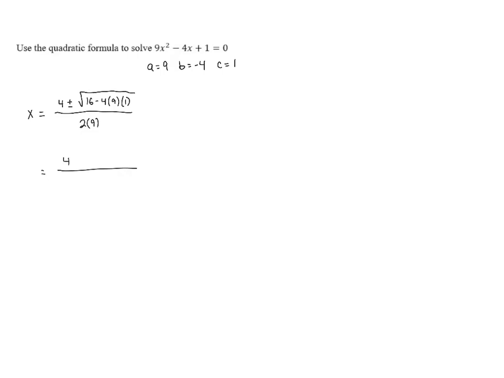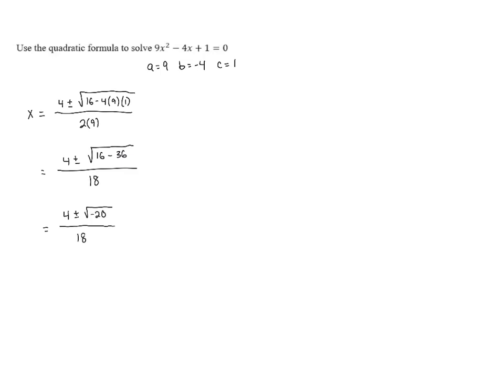If we look inside the radical, this is going to end up being 16 minus 36. 4 times 9 times 1 is 36. And that's all over 18. 2 times 9 is 18. So we've got 4 plus or minus the square root of 16 minus 36, which is -20.